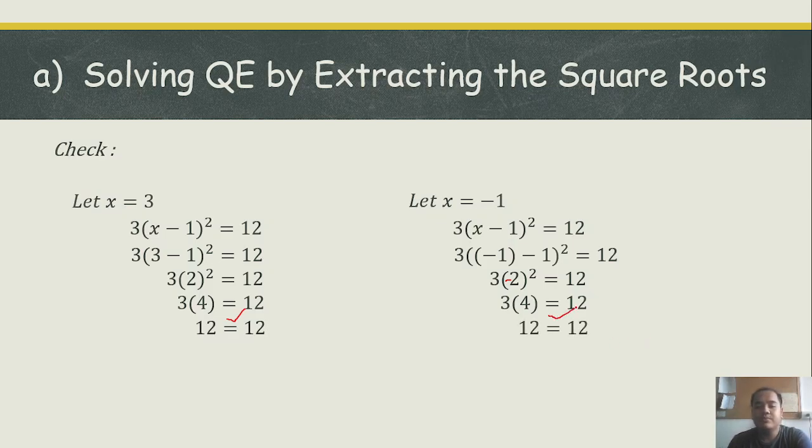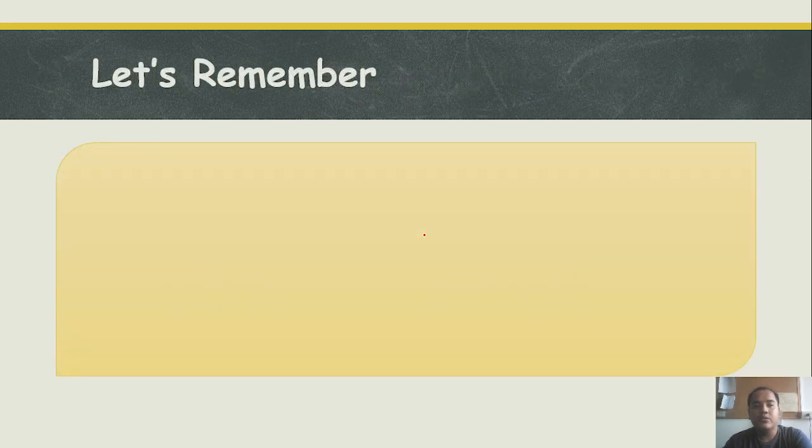So we are 100% sure again that positive 3 and negative 1 are the roots of the equation 3 times x minus 1 squared is equal to 12. So that's the end of our lesson number 1, end of the example. So we have 4 examples, class, wherein I give you 4 situations, which will be your basis in solving our activities.